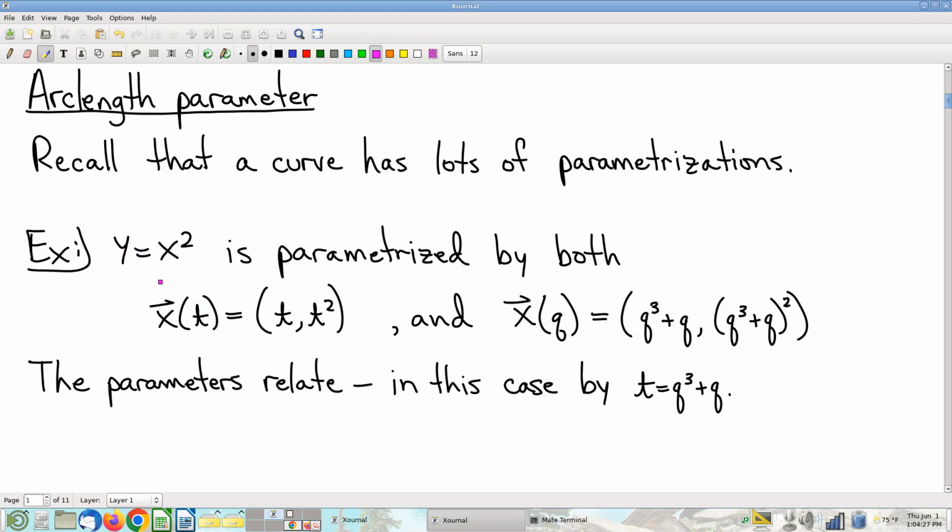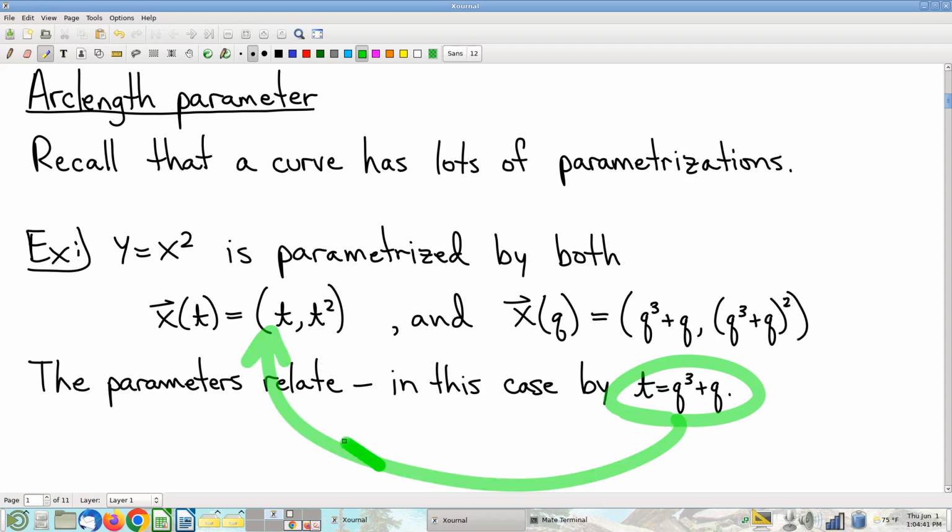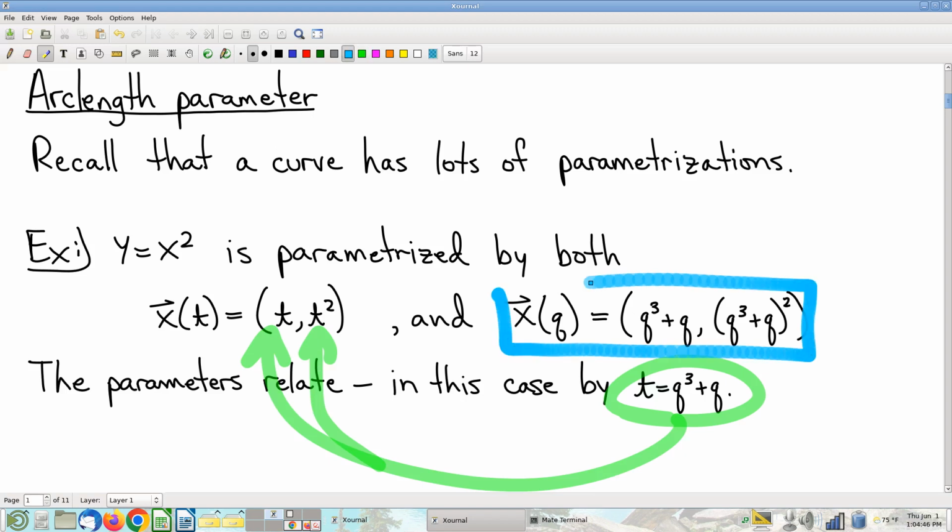But now check it out. I could just say, hey, how about this? I'm going to let t be q cubed plus q. I pulled that out of basically thin air. And if I just plug that in here, then what I get is a completely different formula. Totally different parameterization. But nevertheless, still a perfectly valid parameterization of the exact same curve. Right? So with this observation in mind, you can imagine there are endless different parameterizations for the same curve.